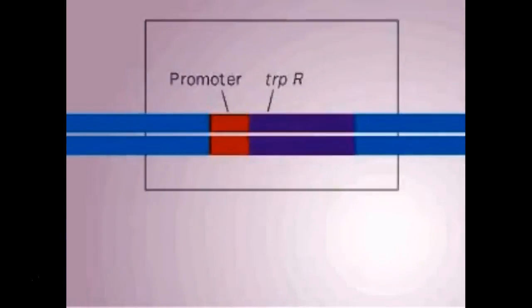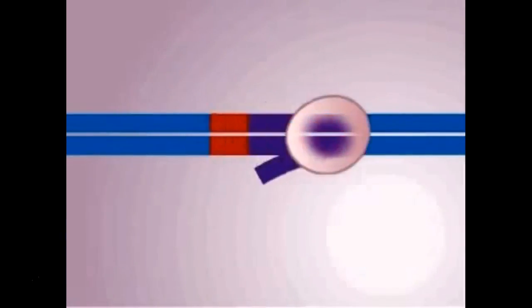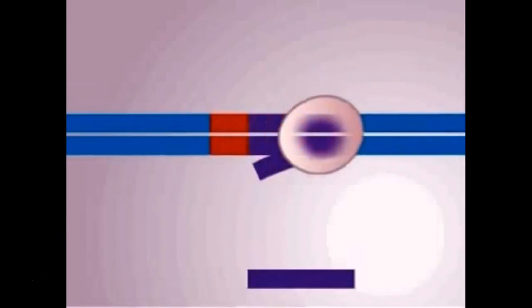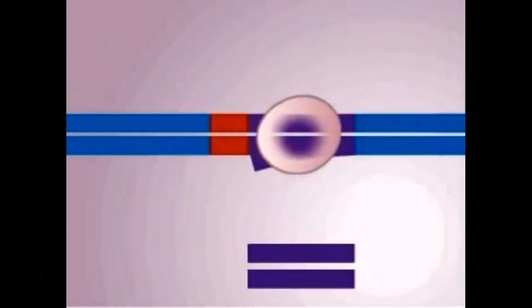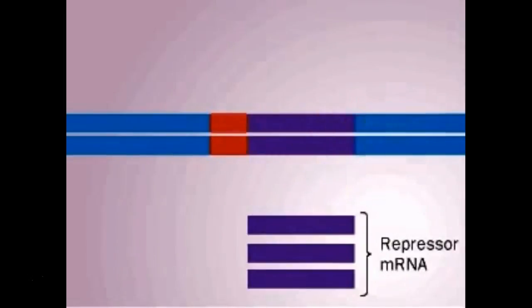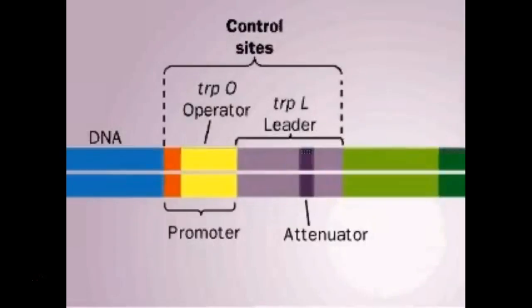This gene, called trpR, encodes a dimeric repressor protein on a slow but ongoing basis, and the repressors diffuse through the cytoplasm. We'll see in a little bit how the repressors work. Now let's look at the control sequences for the trp operon. They include a promoter, the binding site for RNA polymerase, an operator, which overlaps the promoter, and a leader gene, trpL, which has an attenuator sequence, which we'll also look at soon.